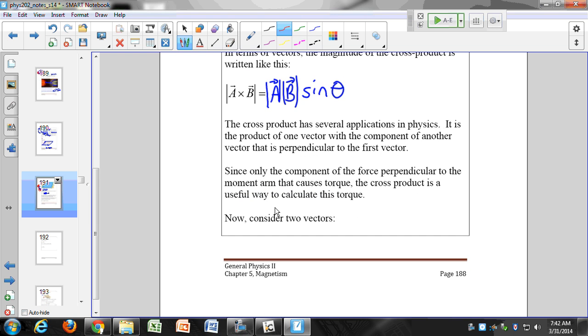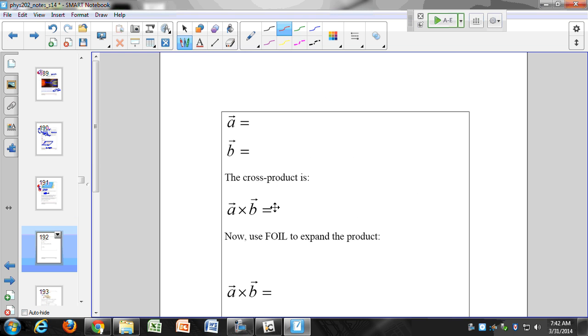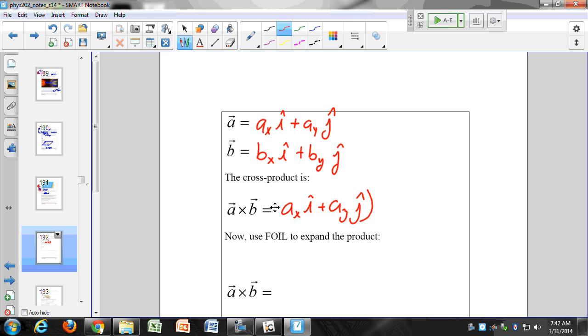Let's do an example. If I have two vectors, A and B, let's say that the vector A is AXI plus AYJ, and the vector B is BXI plus BYJ. You could have a third component to this too, a Z component, but we'll just take it like that. The cross product will look like this. I can just write it out longhand. It'll be AXI plus AYJ crossed with BXI plus BYJ.